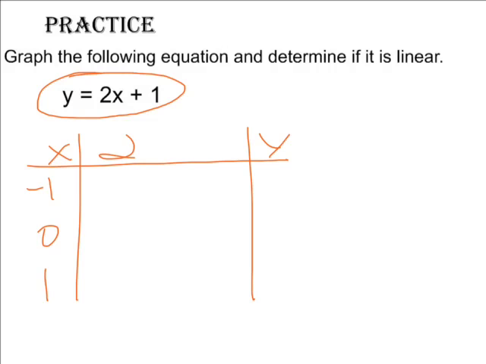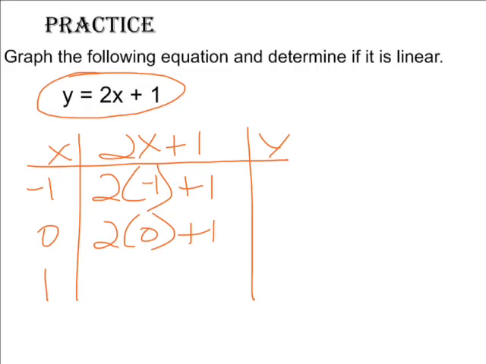And again, our expression is 2x plus 1. So we're going to have 2 times -1 plus 1, 2 times 0 plus 1, and 2 times 1 plus 1. So on our first one, 2 times -1 is -2, and -2 plus 1 is -1. So we have an ordered pair of (-1, -1).